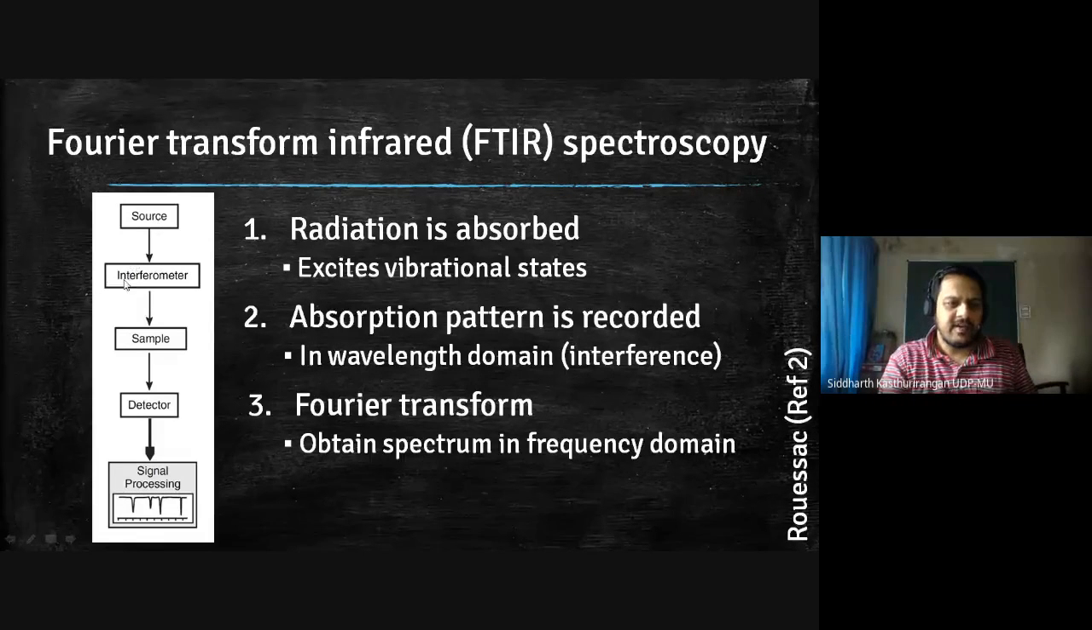You have source, then you have sample, and then you have detector. Source will emit radiation, sample will absorb part of the radiation, detector will detect the remaining radiation. So the detector will basically tell you the transmittance of the sample, whether it is transmitting or not, that kind of thing. In Fourier transform spectroscopy, there is an additional component here, which is called an interferometer.